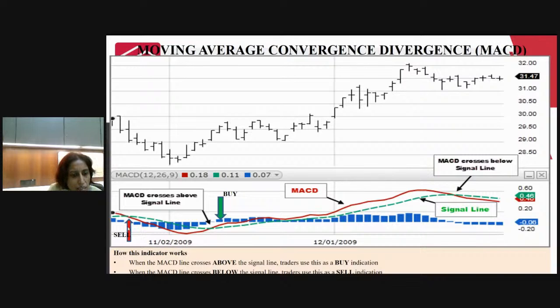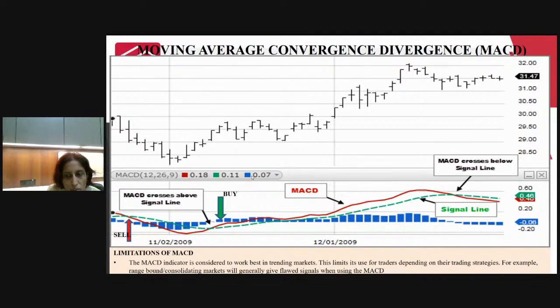So when the MACD line crosses above the signal line, it indicates that one should buy. And when the MACD line crosses below the signal line, the trader should understand that this is a time to sell. So what is the limitation of MACD? The MACD indicator is considered to work best in a trending market. So if the market is consolidating, kind of range bound, in that case MACD doesn't work that well.